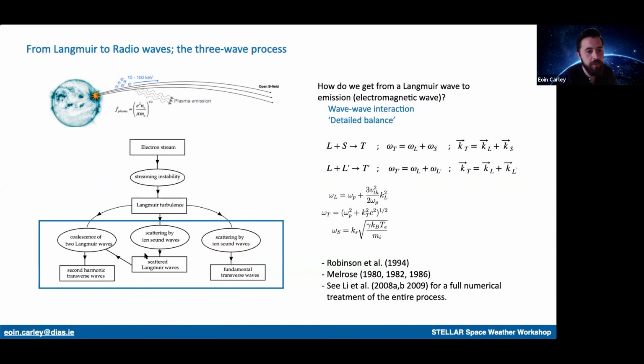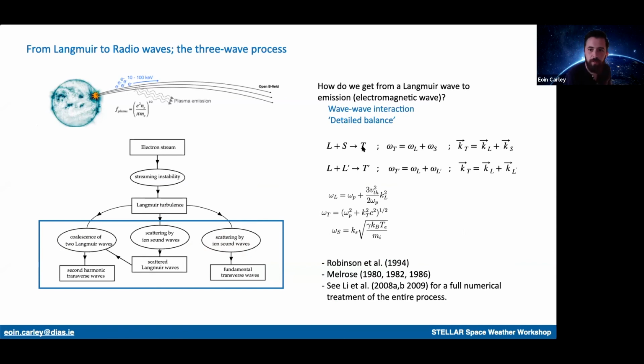We talked about it's a multi-stage process. Once we have those plasma oscillations, how do we get to the electromagnetic emission? This, again, is a really in-depth and complicated field, but we usually measure it by something called wave-wave interaction. In other words, the combination of a Langmuir wave plus a sound wave gives us an electromagnetic wave.